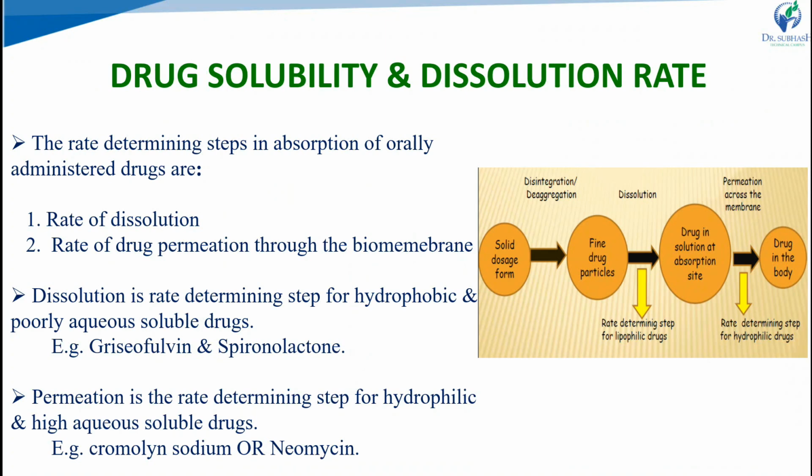Based on the BCS classification, we can say the drug is class 1, which means high permeable, high soluble; class 2, high permeable, low soluble; class 3, high solubility, low permeability; and class 4, both low soluble and low permeable.